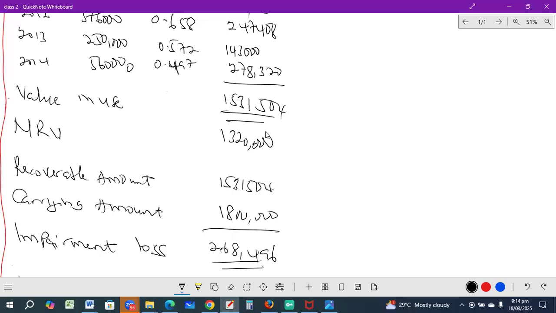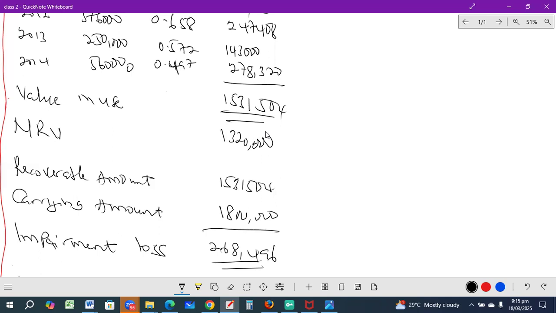Okay, sir. Thank you. But in fact, I was thinking maybe by prudence concept. Now we are interested in the impairment loss. And by picking the higher amount, it means that our impairment loss is going to reduce comparatively. By picking the higher amount, now we compare the 1531 against the 180, and we are getting 268 as our impairment loss. If we had picked the 1320. So if you want to bring the idea of prudence, then we should have even taken the lower amount.